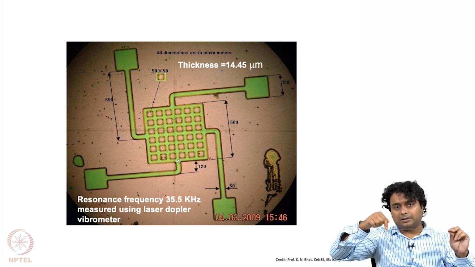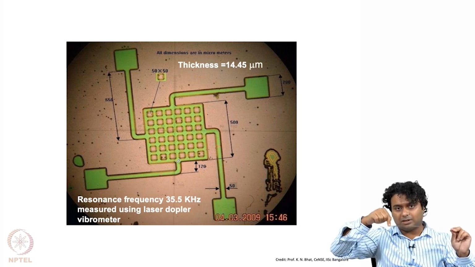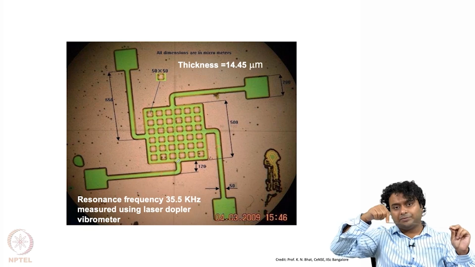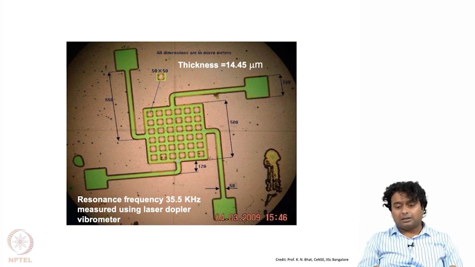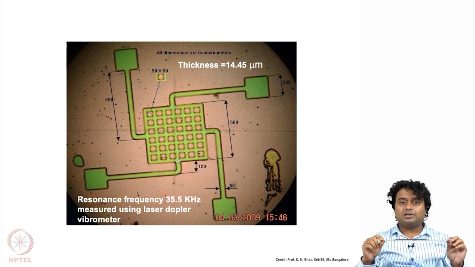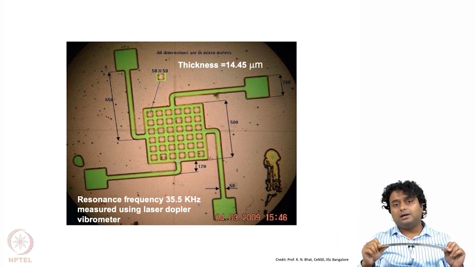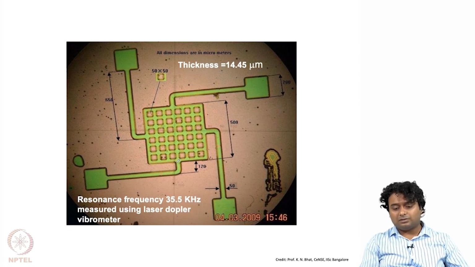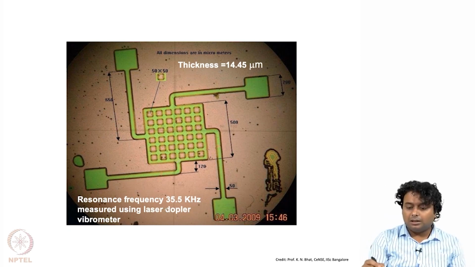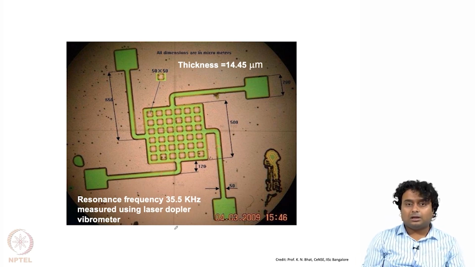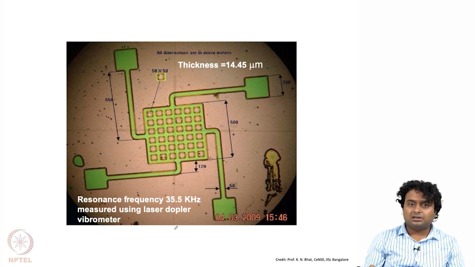So let us say I am applying some force and it is vibrating with some amplitude. As I change the frequency, at a particular frequency the amplitude will be maximum, because then the natural frequency and the forced frequency are the same. That is called resonance frequency. So this structure was measured using this laser Doppler vibrometer system, where we use a laser source, and using the Doppler effect we can measure the vibration frequency of a particular structure.